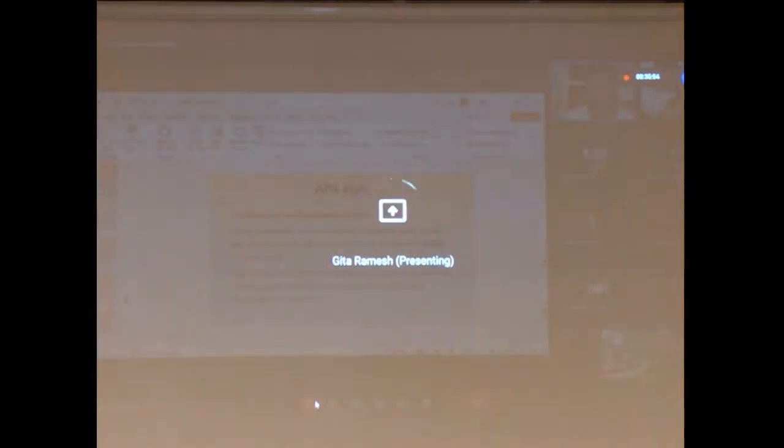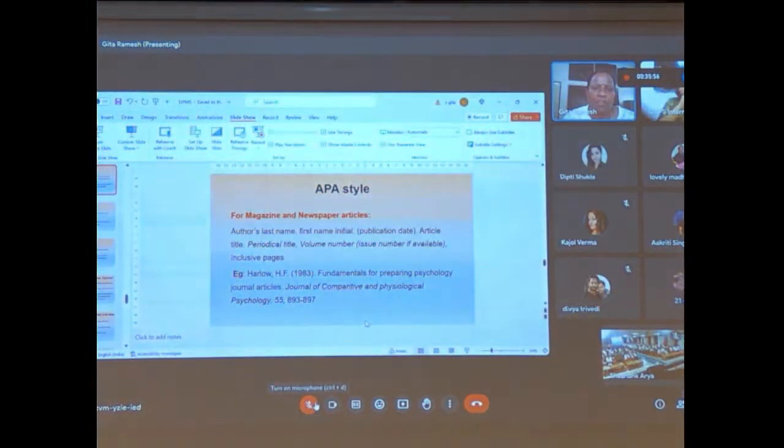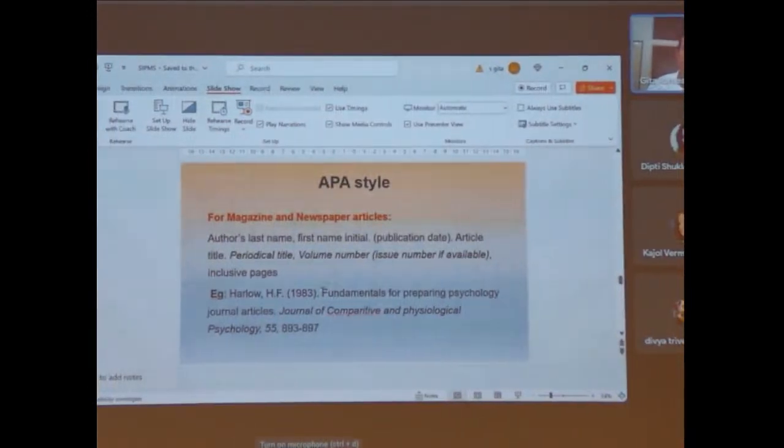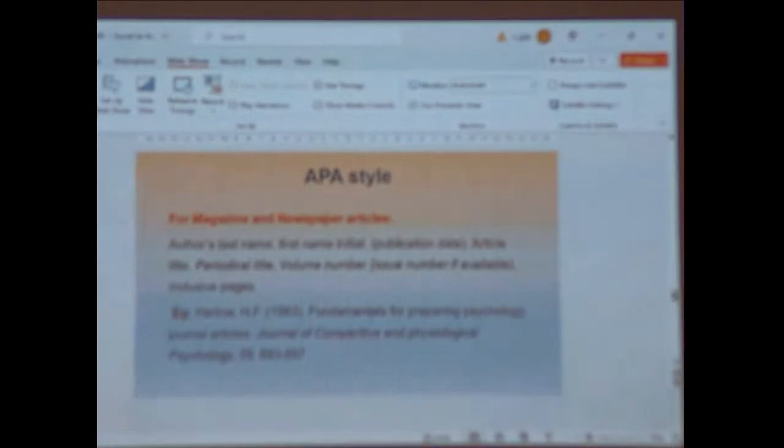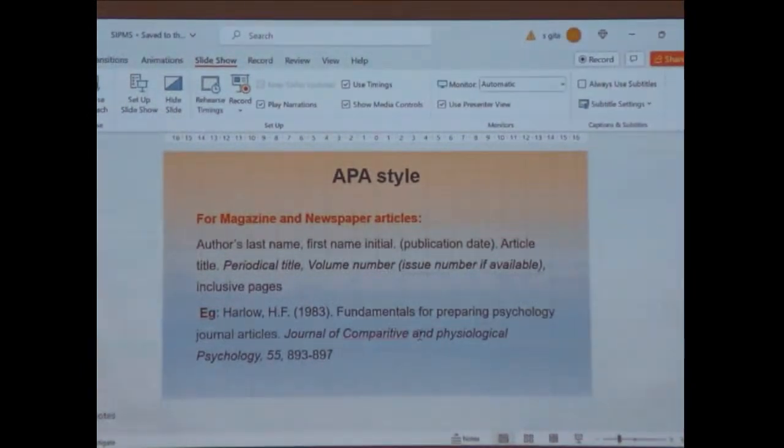This is how you will cite in APA style if you are using a magazine and a newspaper article, in which you will write the name of the author first, then his initials, the publication year, the book or the title of your article, and if it is a journal, you will write the complete Journal of Comparative and Physiological Studies or Psychology, which volume and the page numbers.